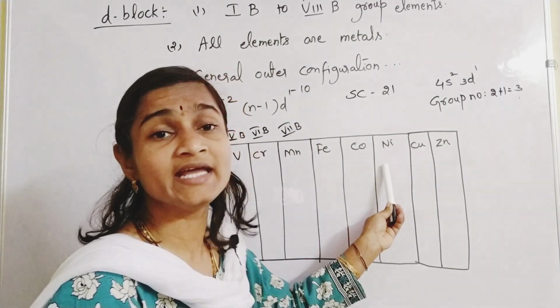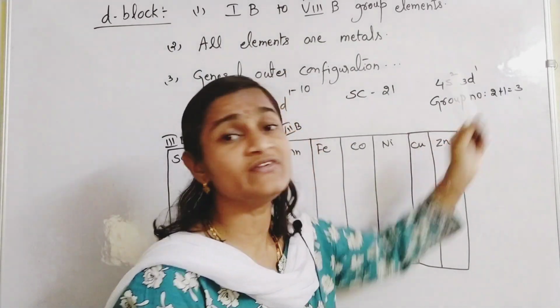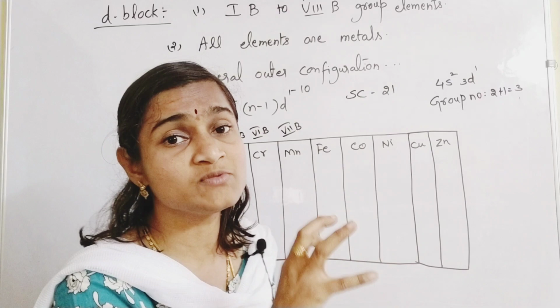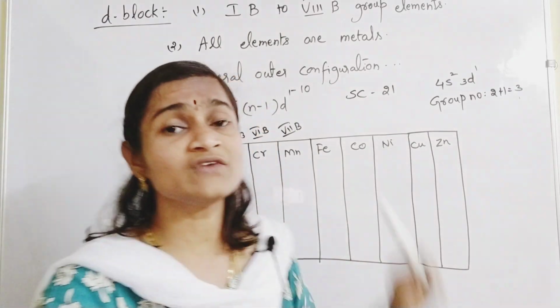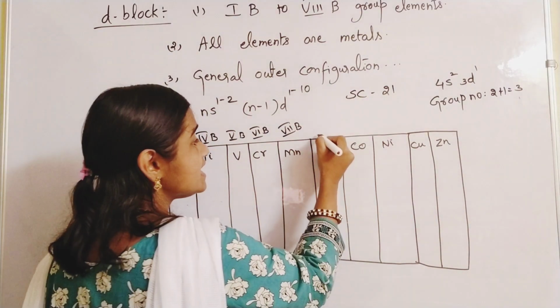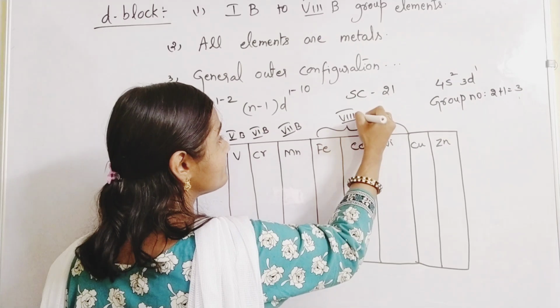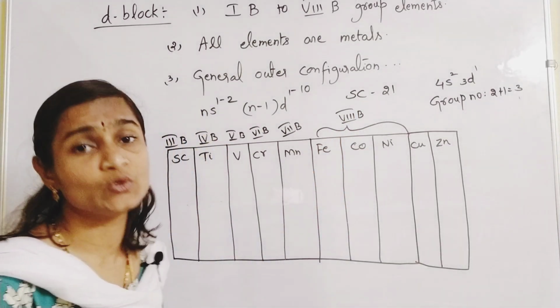And even for nickel, by adding these top two numbers, S and D, the electrons of the S subshell and the d electrons of the last but one shell, you are getting 10. But all these three groups are together termed as what? 8th B groups only.